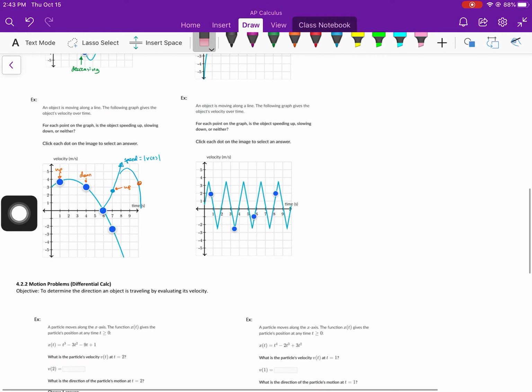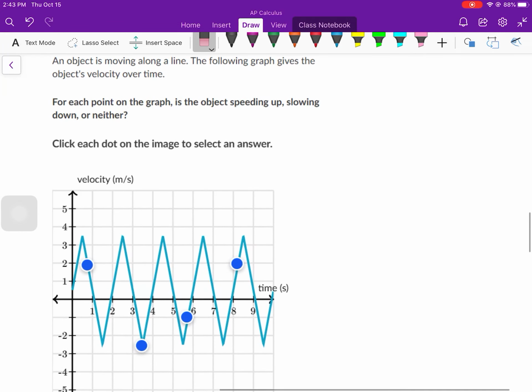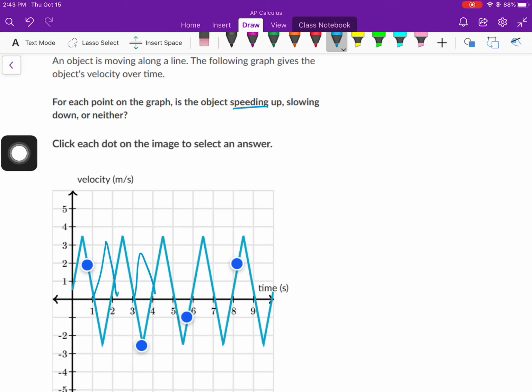For this one, same idea. We're talking about speed on this one. Is it speeding up and slowing down? So for speed, you just got to make sure you flip the graph. So you're going to be paying attention to those points on a flipped graph, and that's what's going to happen on that assignment.